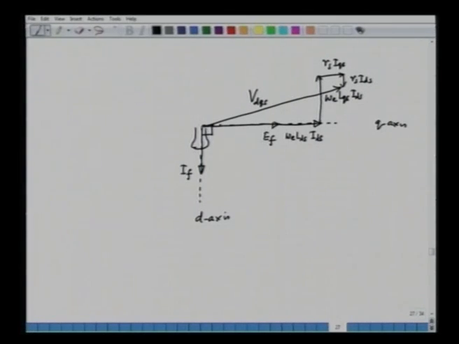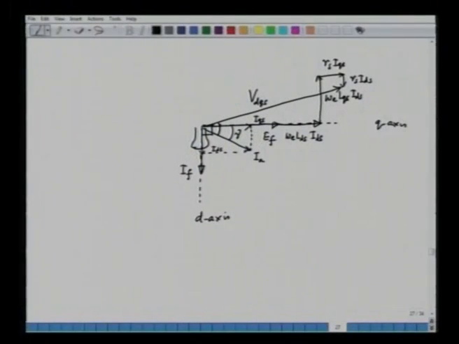And what about the current? The current is here IA, and the current will have two components, as we have already discussed. This is IQS, the q axis component, and this is IDS, the d axis component, and this angle is the angle gamma we have seen previously. So, this is the Phasor diagram of a synchronous machine in the steady state condition, and here the power factor angle is theta, the angle between V and I.